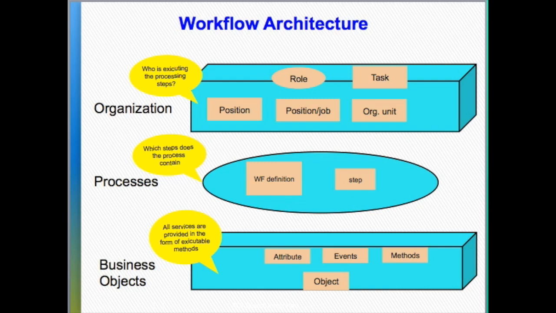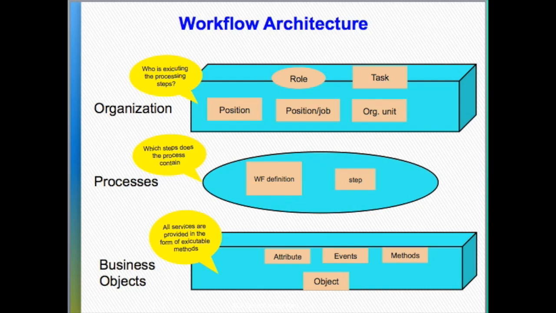When it comes to workflow architecture, you have three important blocks. One is organization, one is process, and the last one is business object. We will try to understand each block in the coming sessions, but let's have a brief introduction of what these blocks are and how each plays a major role in the workflow.